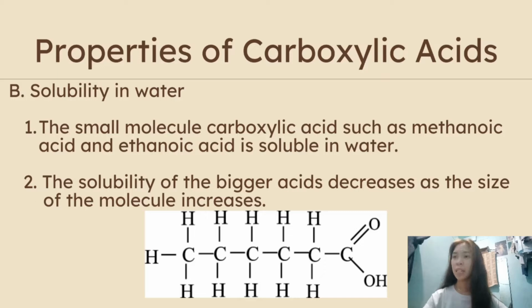But in this case, we can see that the OH group of hexanoic acid is just a small part of the molecule, while the other carbon chain has a major part and has a long carbon chain. So if the carbon chain becomes very long, the solubility will decrease and it will make the carboxylic acid insoluble. So therefore, the solubility of the hexanoic acid is very low, making it insoluble.